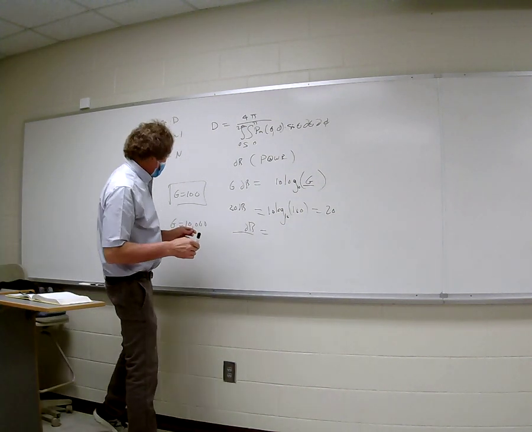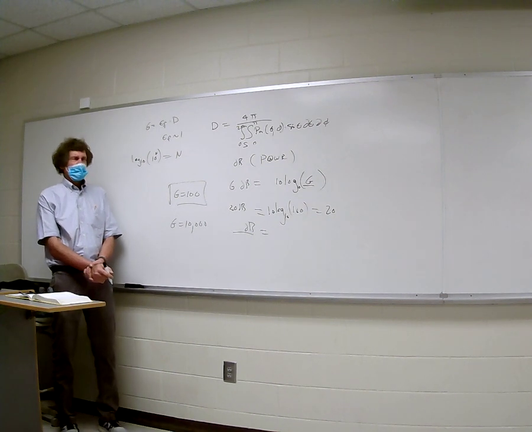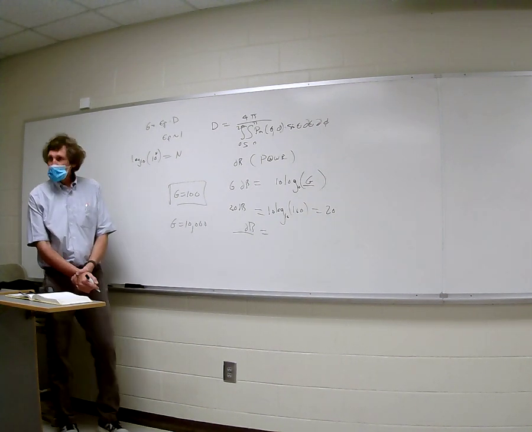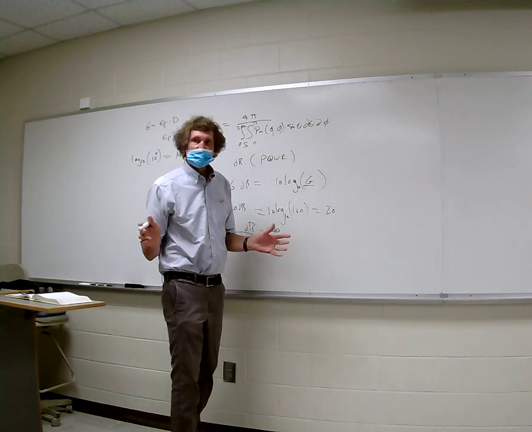So what would the log of 10 to the fourth, of 10,000 be? And what would the dB gain be? 40? Sure, 40 dB. And you can see the progression, right? I'm just making sure we're all on the same page.